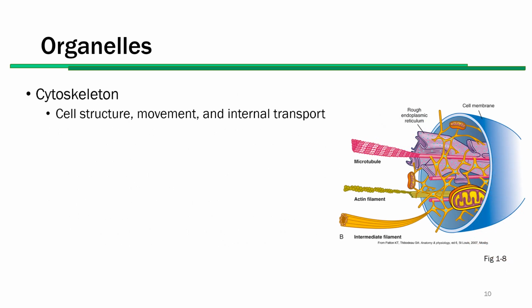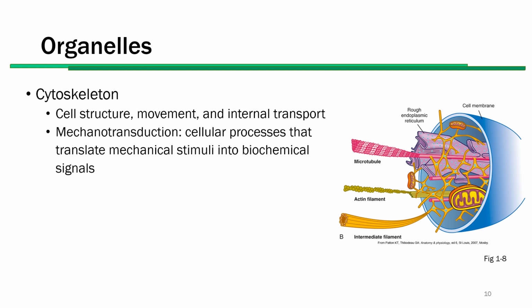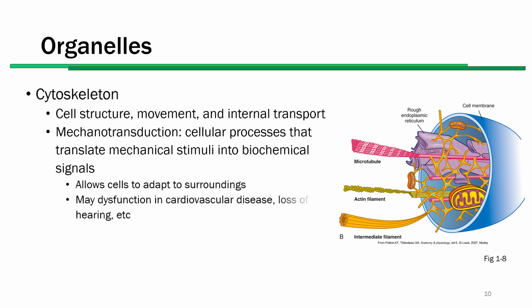The cytoskeleton provides cell structure, movement, and internal transport. Its main mode of taking care of those things is called mechanotransduction. Mechanotransduction is a cellular process that translates mechanical stimuli into biochemical signals. So something happens to that cell, it gets stretched, it gets pushed, something mechanically happens to it, and that converts into a biochemical signal. And the cytoskeleton helps to modulate that. It allows the cell to adapt to its surroundings.